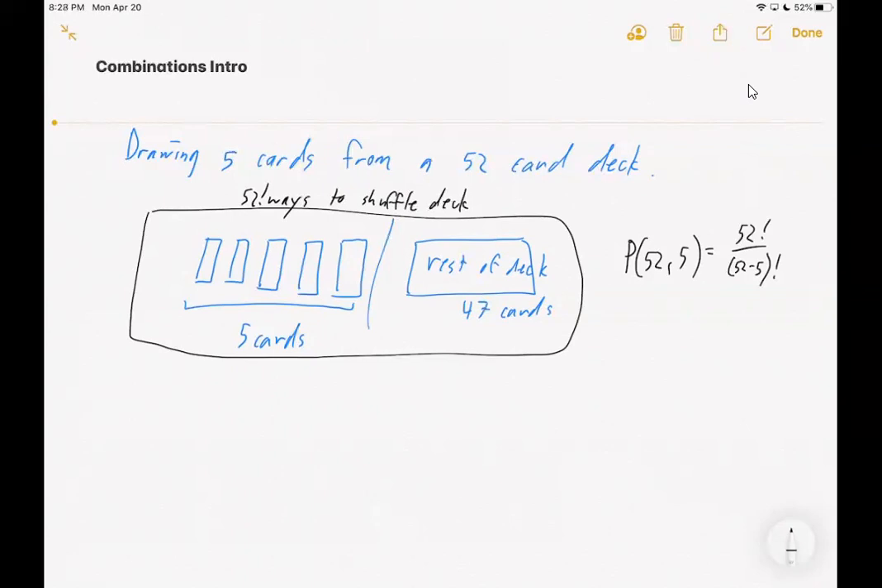And then we said, but of those, we don't care about the order for the rest of the deck. Okay, so the order does not matter for this. And there were 47 factorial ways to order the remnant of the deck. Since those didn't matter, we wanted to divide the 52 factorial by the 47 factorial.